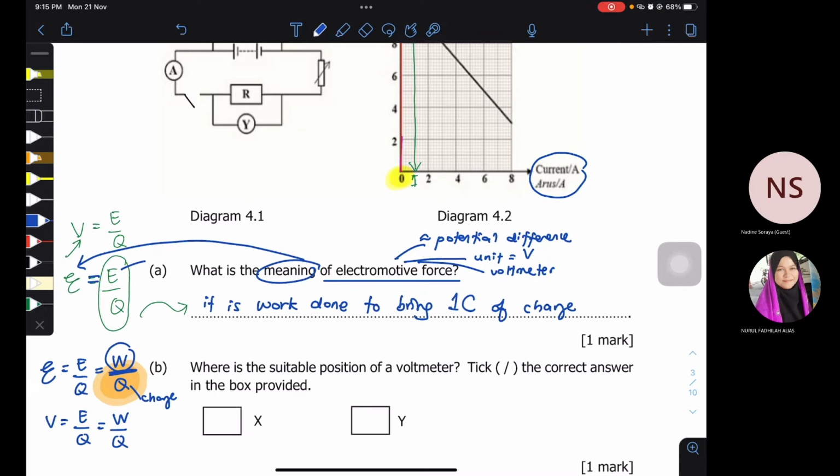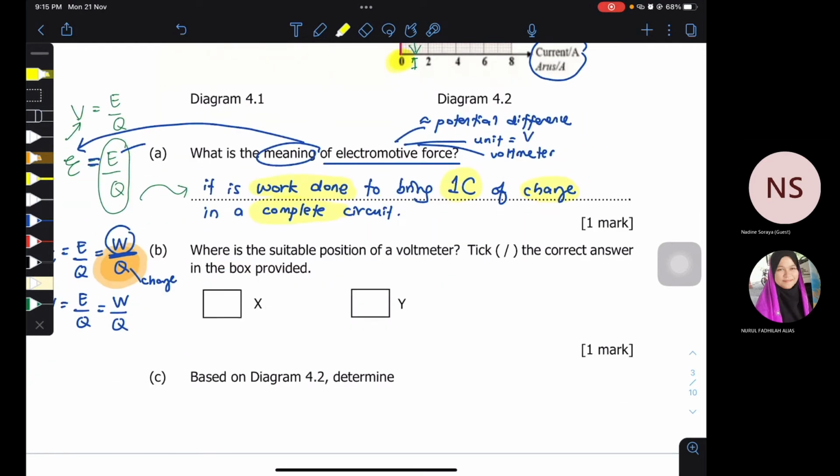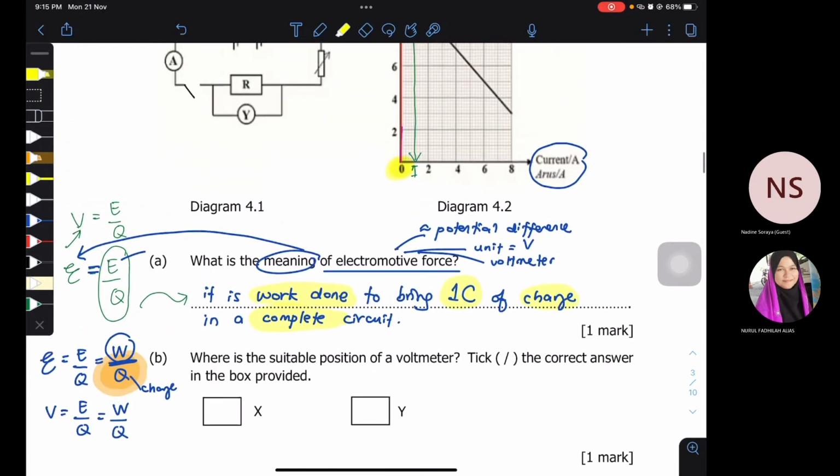Okay, nak bawa ke mana? Kita bring the coulomb or 1 coulomb of charge in a complete circuit. So that's how you remember. So mesti ada this value and charge complete. Okay, mesti perkataan complete circuit and it's the work done actually. Jadi kat sini ada benda selain kita bukan sekadar nak hafal saja, kita nak faham the concept.